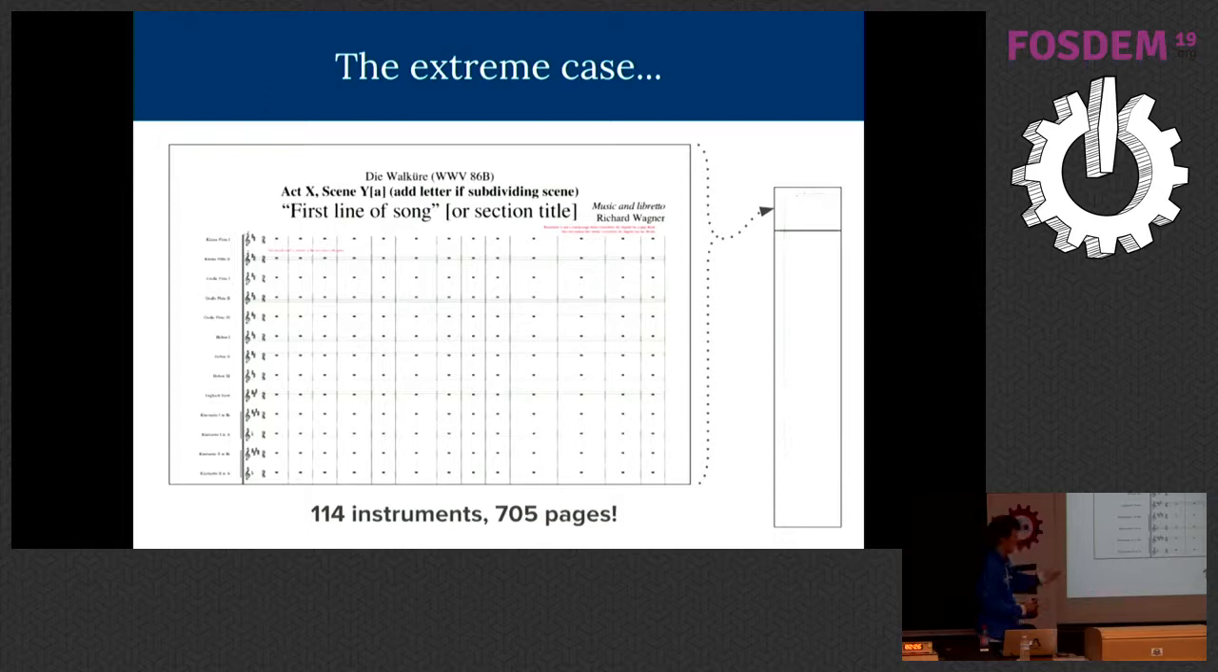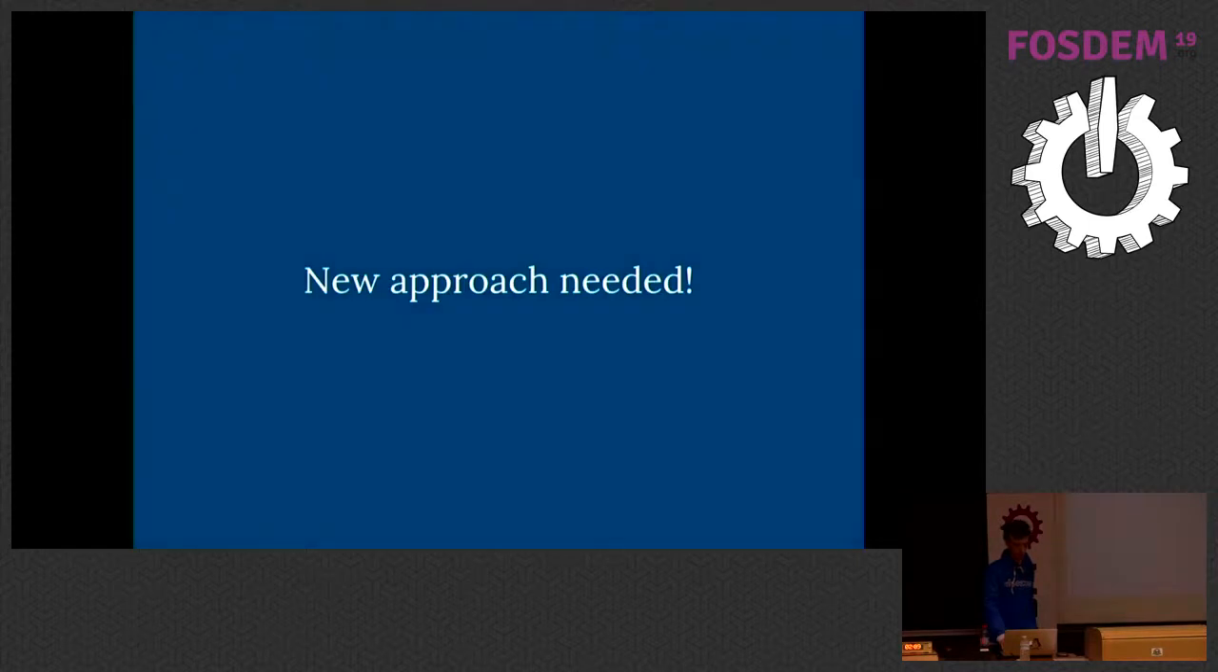And so there's instruments here like clarinets in A and clarinets in B flat and so on. There's all the different keys. And the score itself is over 700 pages long. So this posed a significant challenge, and because of the burden of creating these templates, we needed to adopt a new approach.